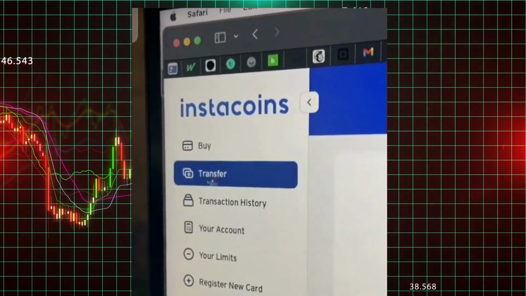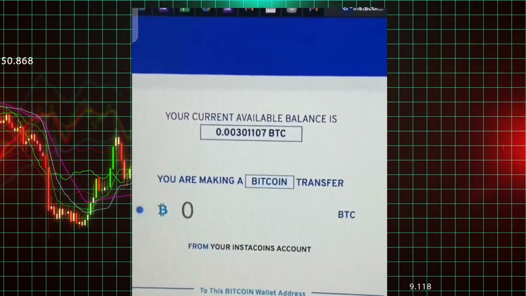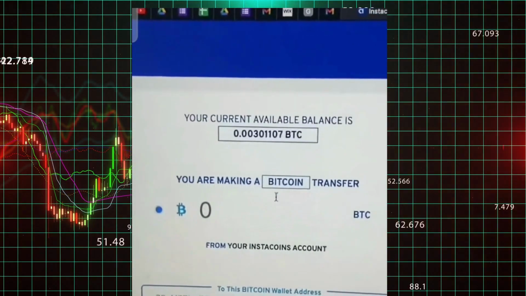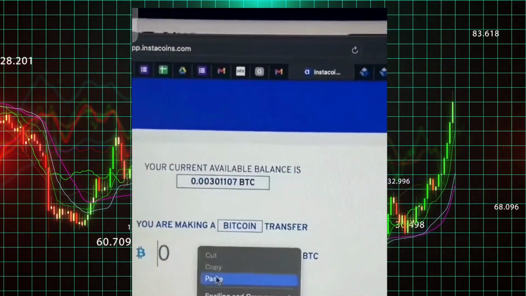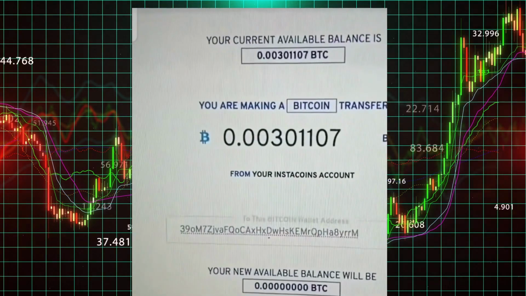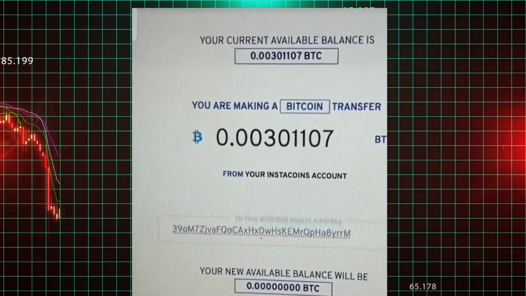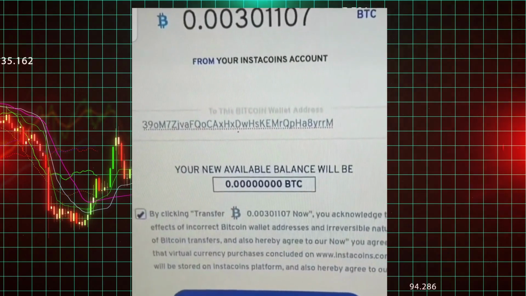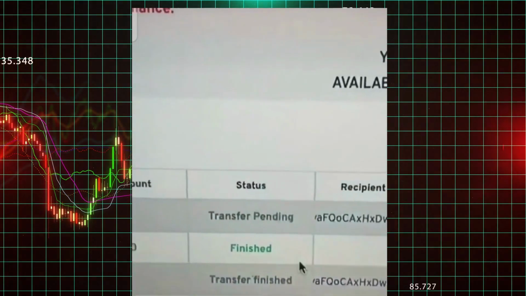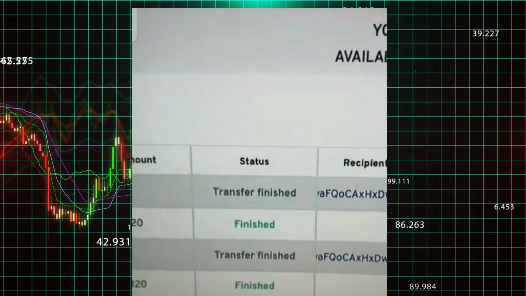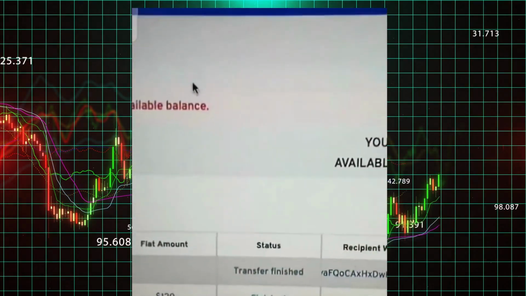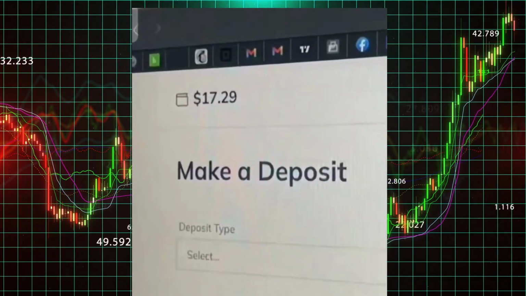Go over to transfer. Copy your address there. Put the amount. Copy. Paste. Click to confirm. Bam. Transfer. Then it's going to say transfer pending. But you can see it's in my Coinbase. Then once you see transfer finished, you go back to KOT. Now over here on KOT Forex, it's going to wait for confirmation.